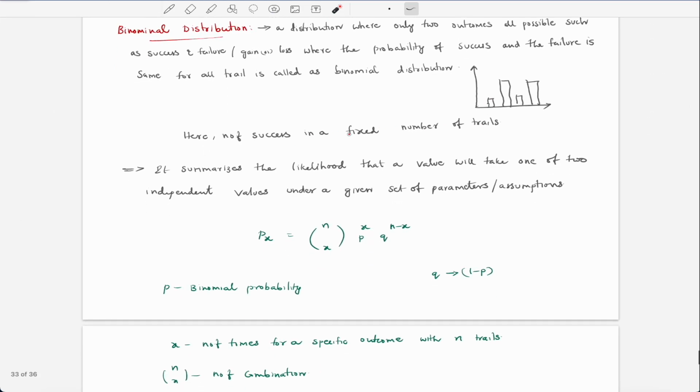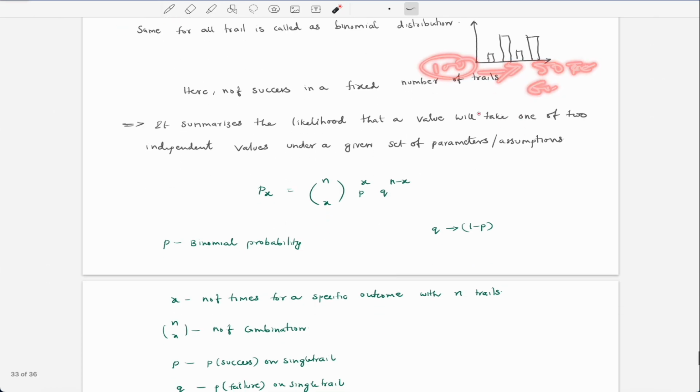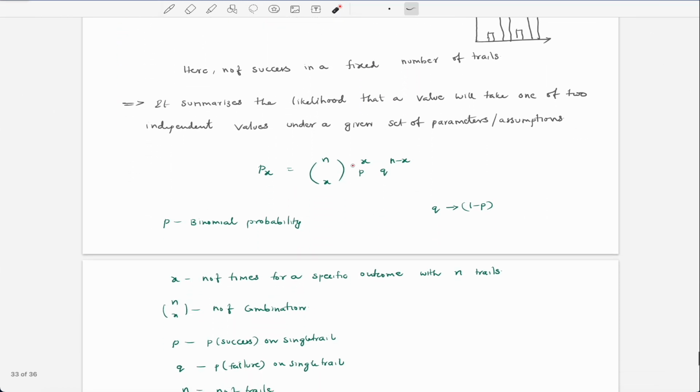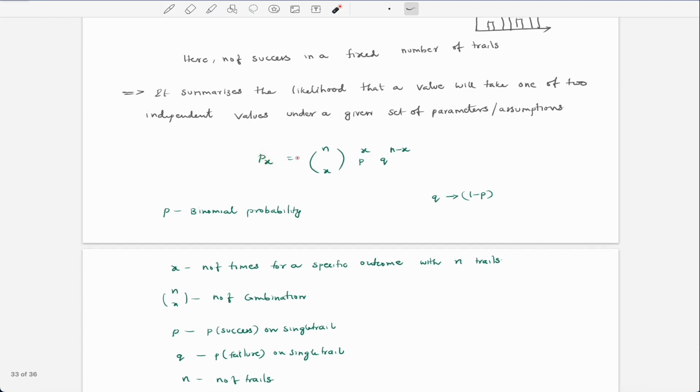Here the number of trials is fixed. If we have 100 trials, we run the experiment 100 times, and we can say 50 successes, or 60 successes, right? So it summarizes the likelihood that a value will take one of two independent values under a given set of parameters or assumptions. So we have a small formula over there.